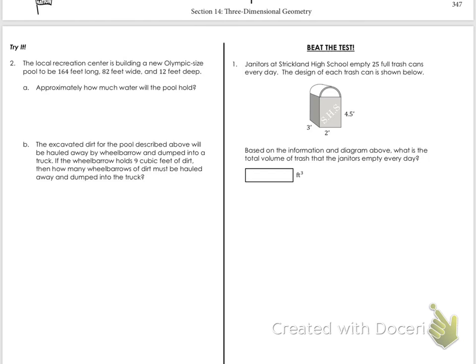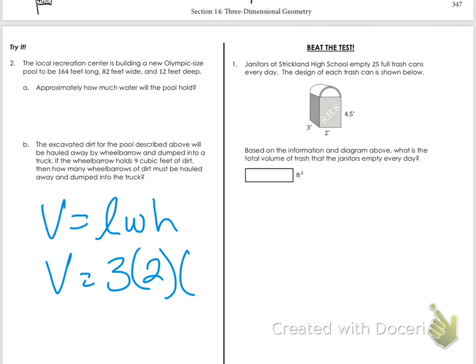So the rectangular prism is the easy part, because the volume is going to be length times width times height. And that's going to be, doesn't matter which of these is which, 3 times 2 times 4.5, which is 27 cubic feet. Okay, easy peasy.